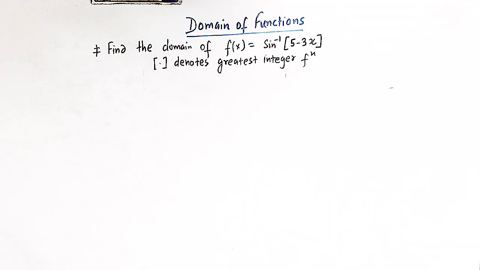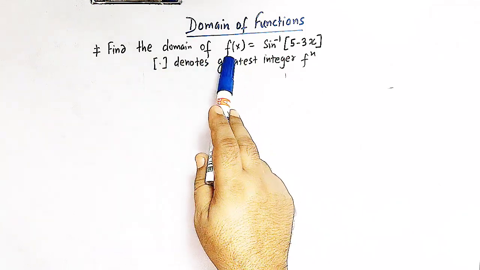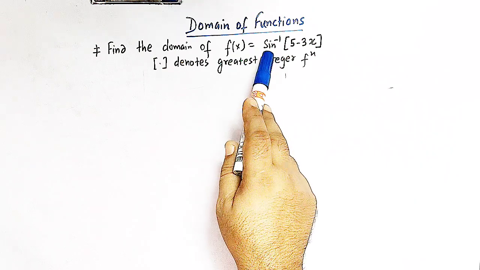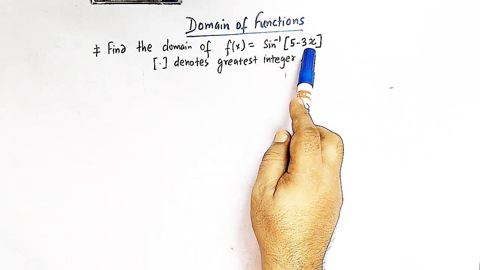Hello, viewers. In today's session, we are going to discuss another important and conceptual problem from the domain of functions, right? Here we have to find the domain of the function f of x, which is equal to sine inverse greatest integer of 5 minus 3x.